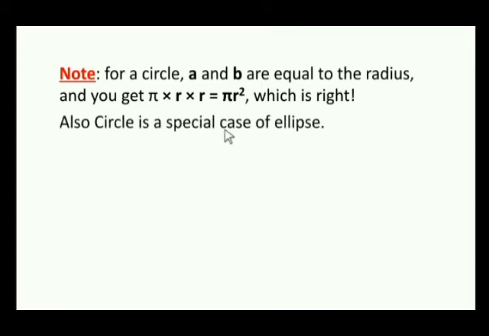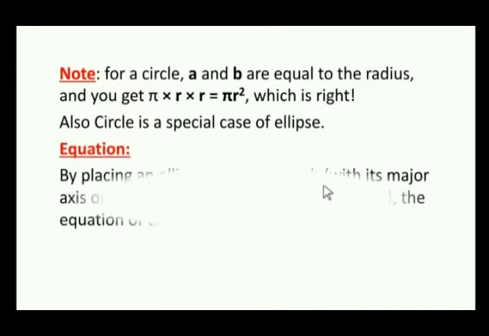Also, circle is a special case of ellipse. It is a very important case, and it may come in any MCQs or entry test MCQs that circle is a special case of ellipse. In an ellipse, if we take a equal to b, that is the major and minor axes are equal, then we will get a circle.